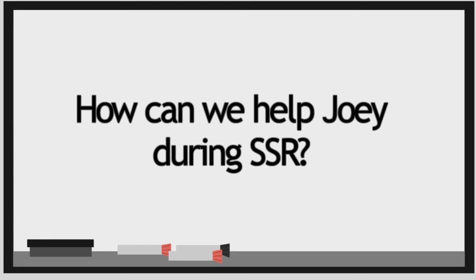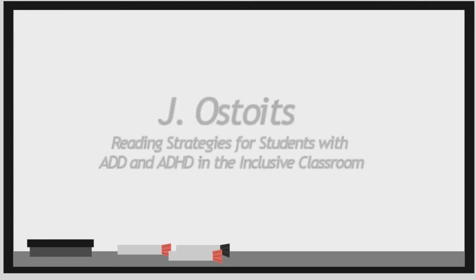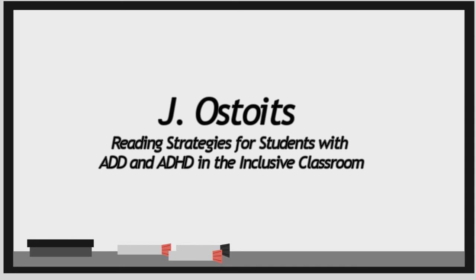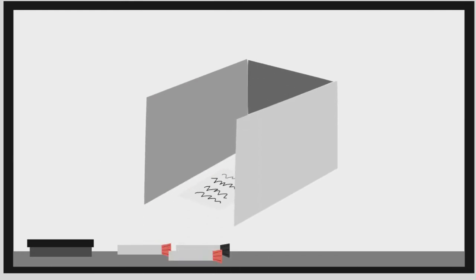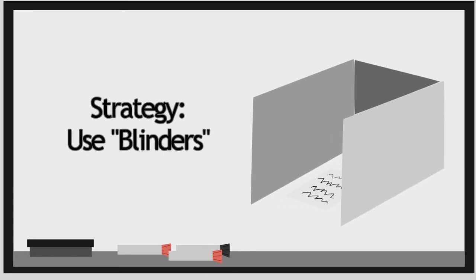How can we help Joey read silently during SSR? A strategy suggested by Jay Ostoitz in her article Reading Strategies for Students with ADD and ADHD in the Inclusive Classroom suggests that teachers use blinders. This blocks Joey's vision from his classmates and allows him to try to focus.